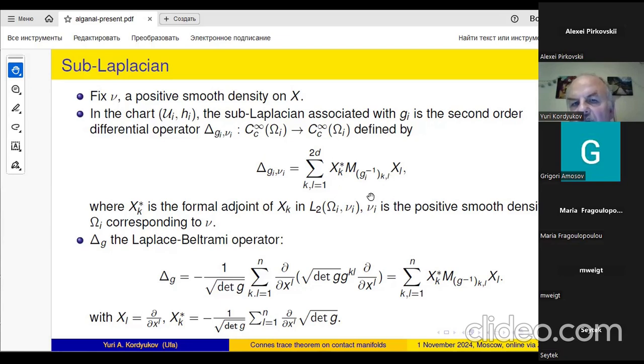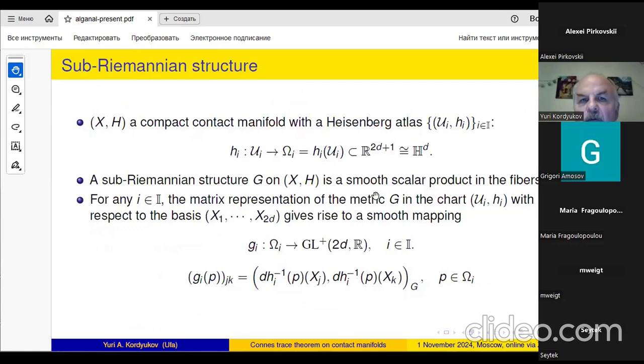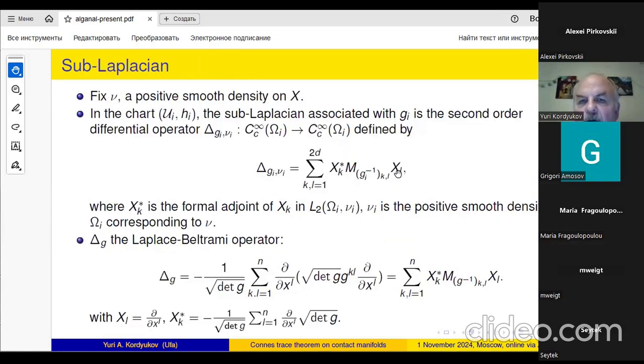So we have a basis which is given by this. As I said, once we have this Heisenberg chart, we have some distinguished basis on the Heisenberg group, and we can consider them. That's what we are doing here. And we multiply it by the inverse elements of this matrix which we have from the sub-Riemannian structure. And then we take a formal adjoint of this operator. This is a first order differential operator. We take a formal adjoint and we get an operator.